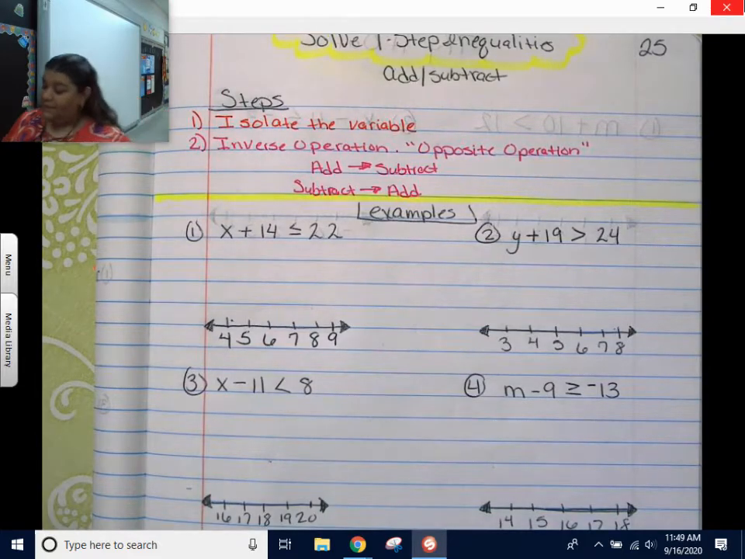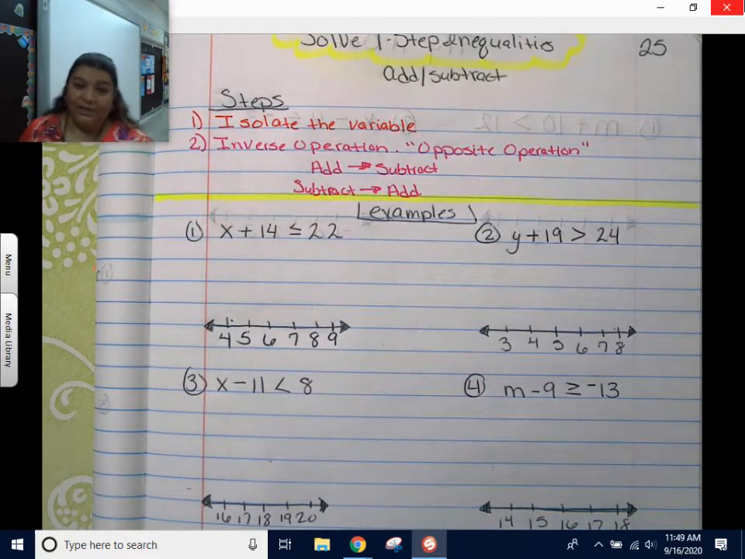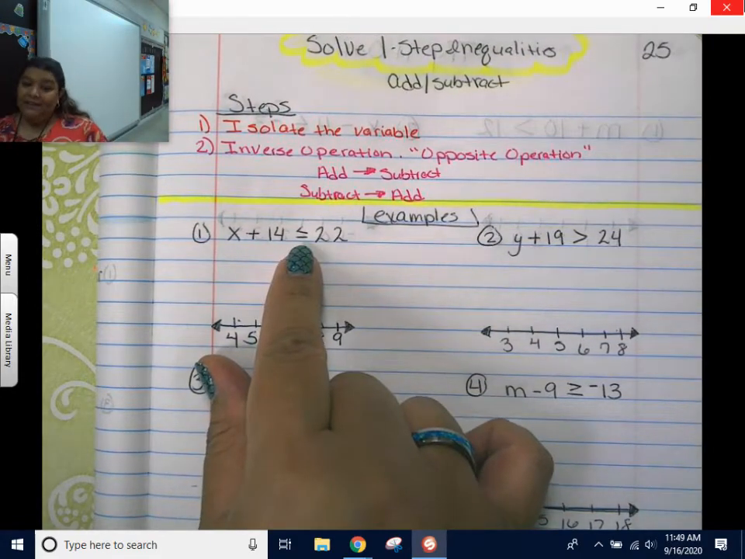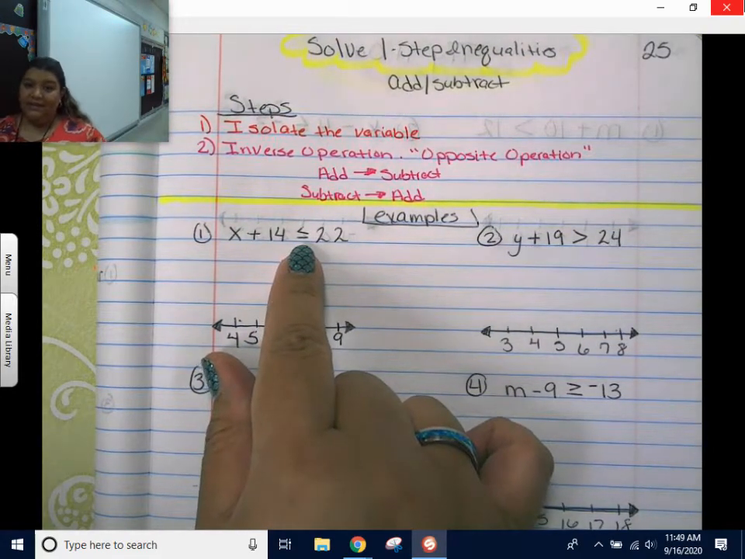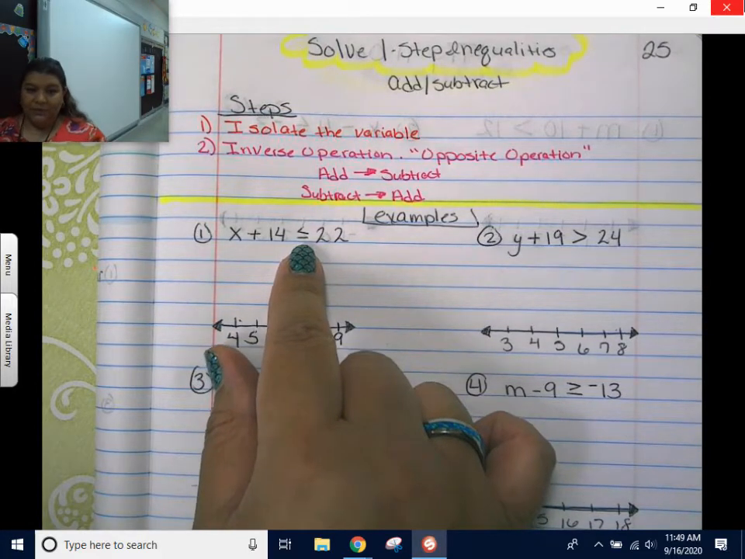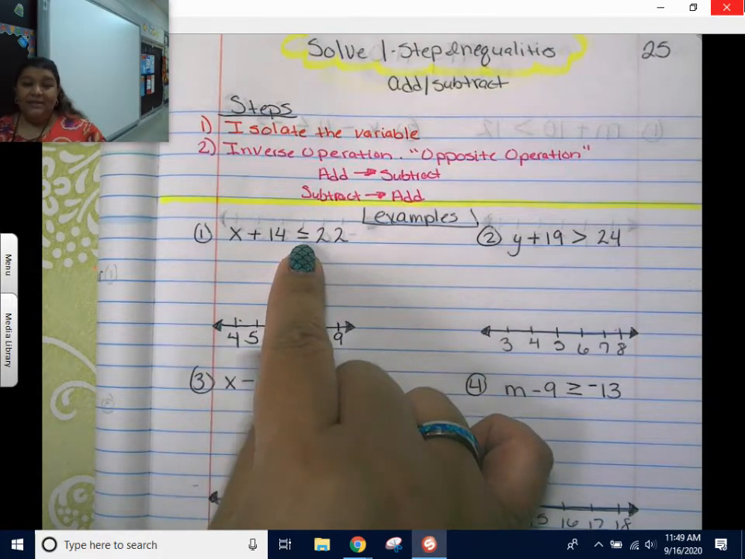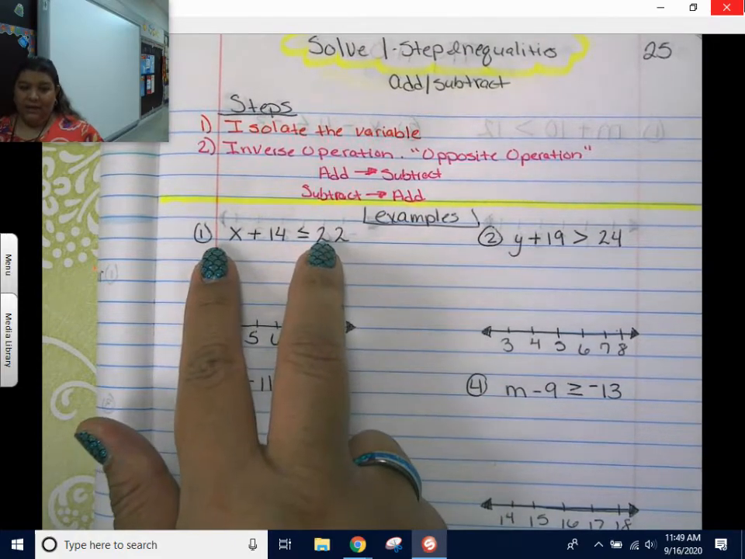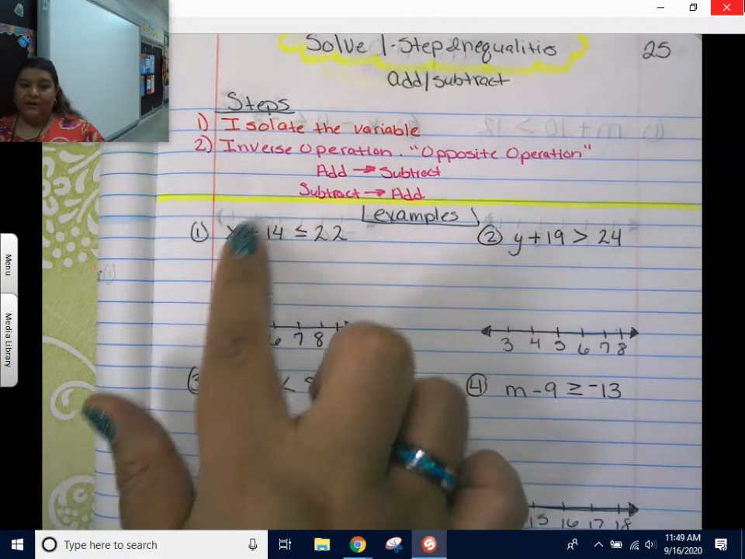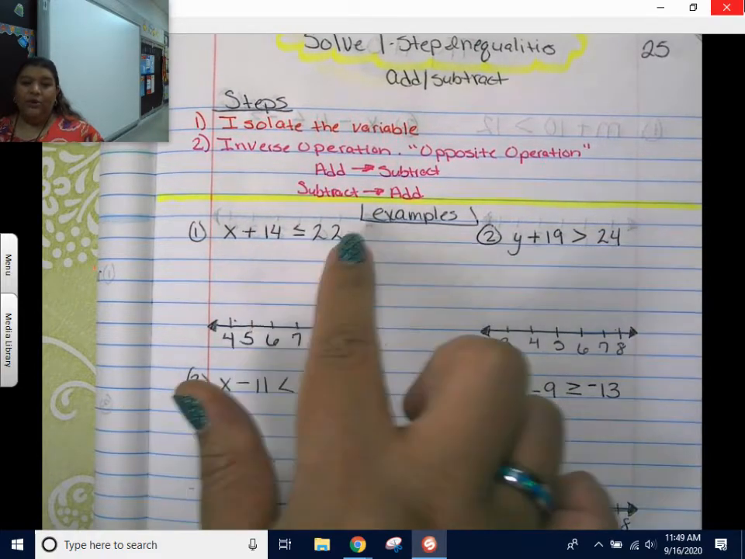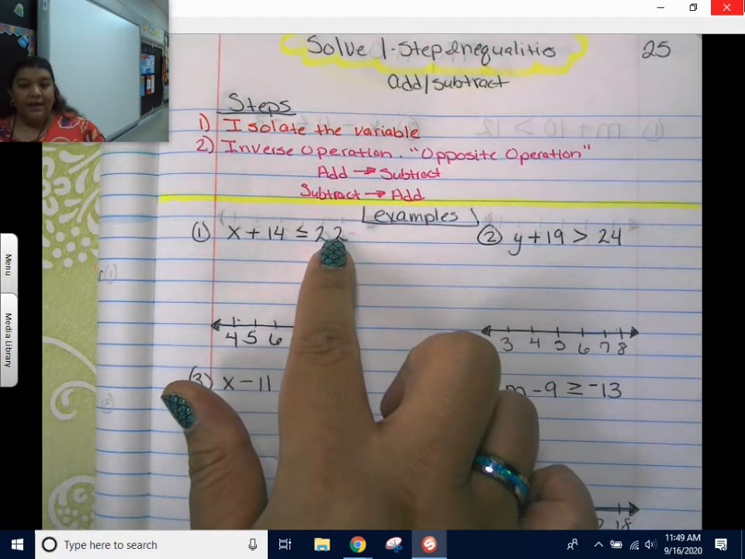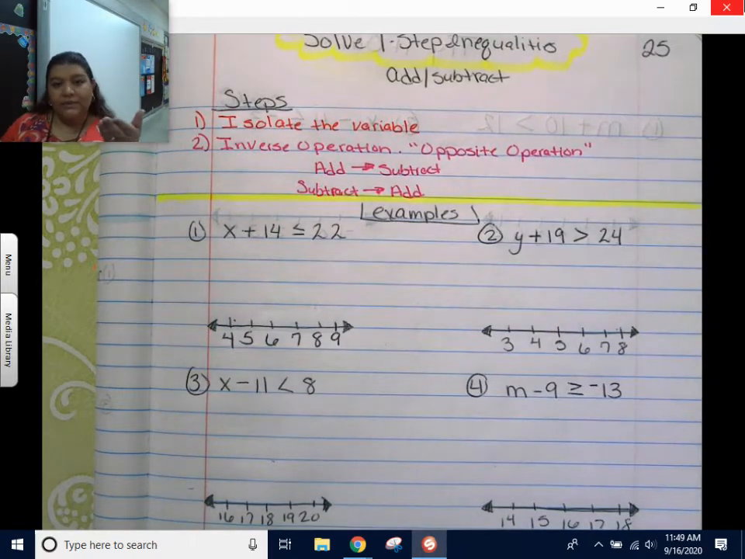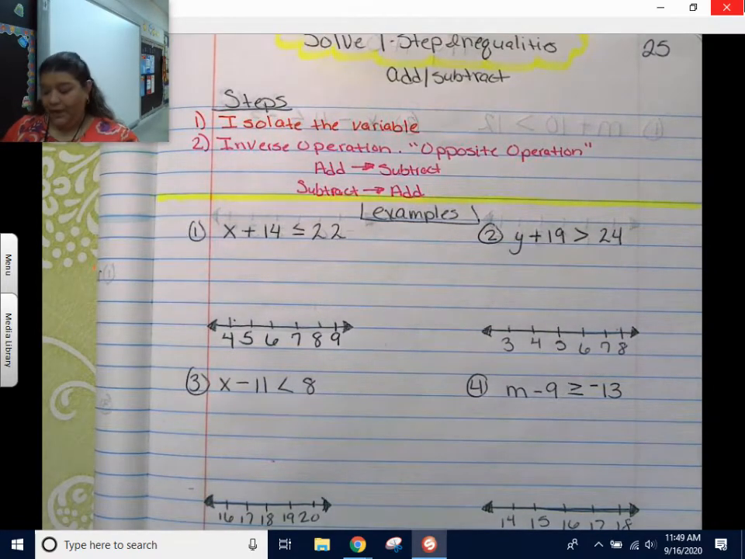All right, steps, exactly the same as when we did equations. The only thing you're going to see different now is you're going to have these symbols: greater than, less than, greater than or equal to, less than or equal to. Just like the equal sign, this separates your inequality into two sections. Whatever is over here is going to be less than or equal to whatever is over here, so we still have to keep that balance.